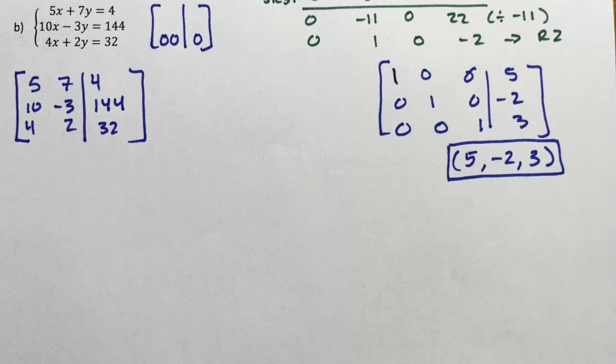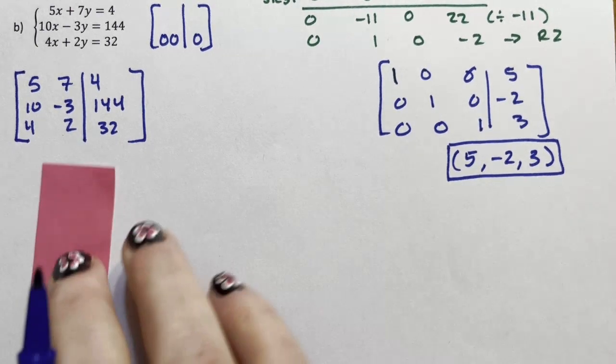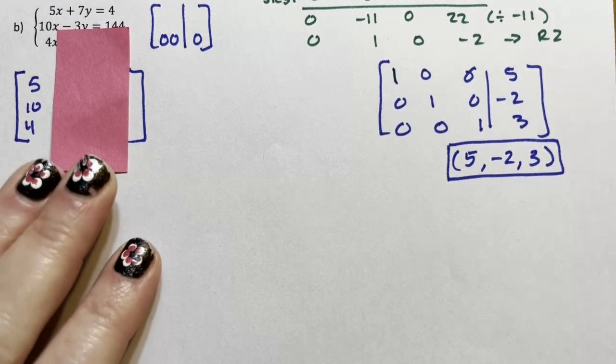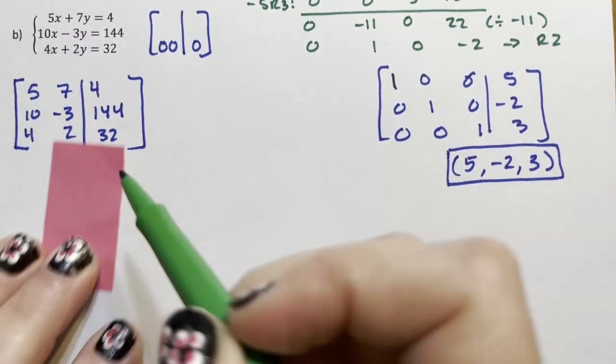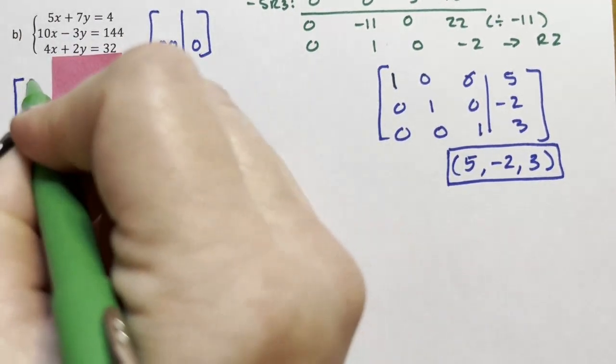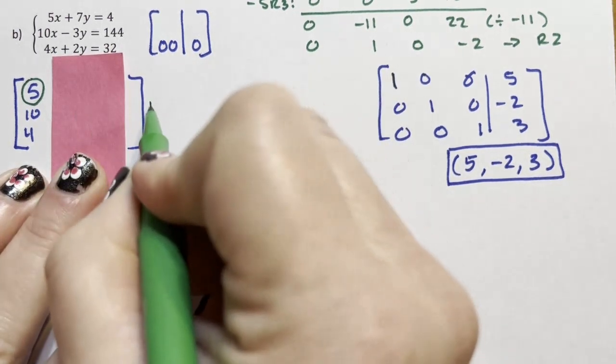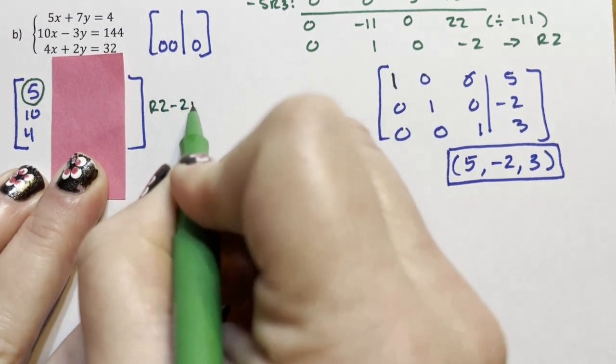But if we end up with 0, 0, not 0, then we will have no solution, and we will figure it out as we go. But this is not as big as the last one because this is really more a 2x2. There's one pivot, two pivots. This is not as big as the last one. If we start with this 5, we do row 2 minus 2 row 1.